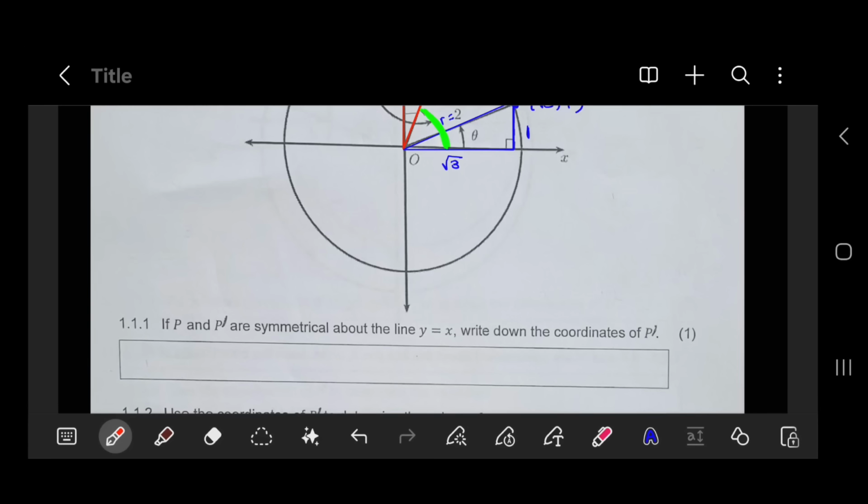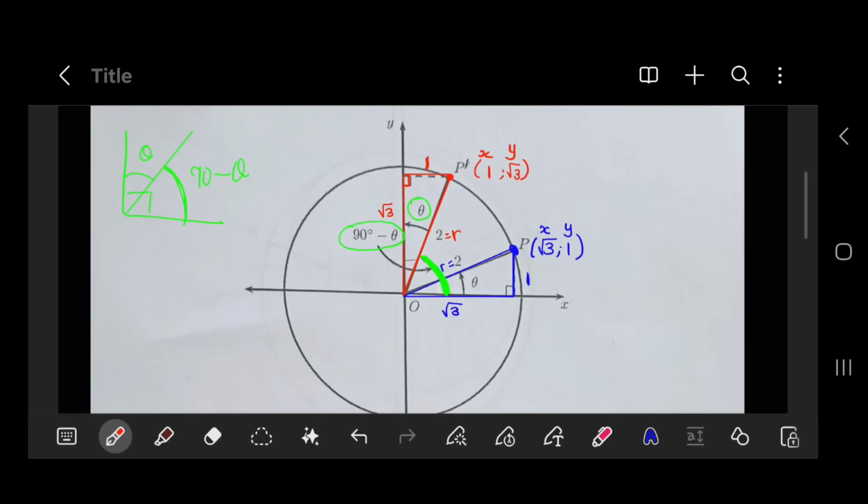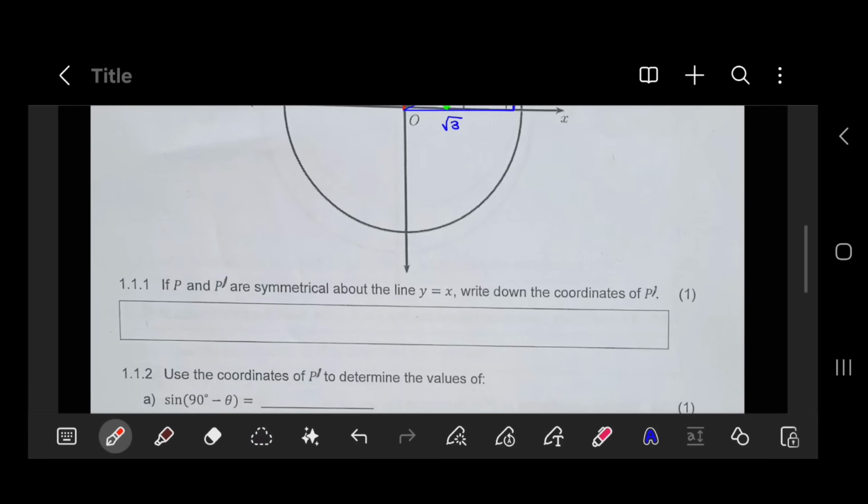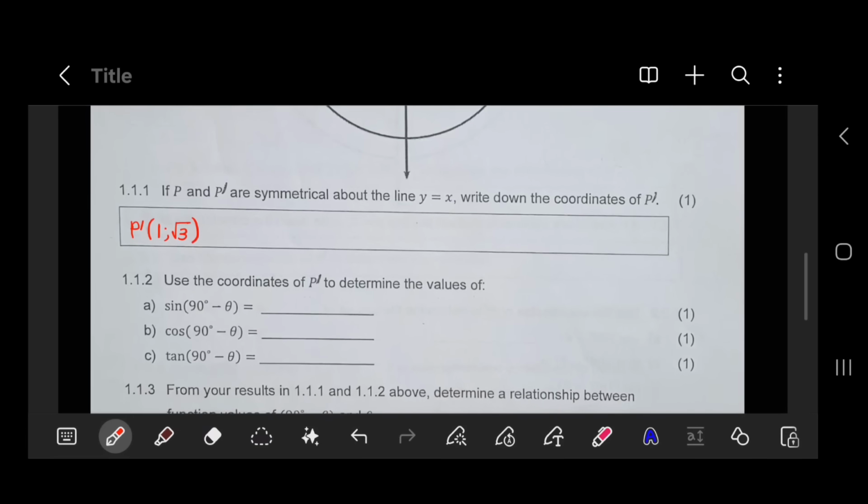1.1.1 says, if P and the image of P are symmetrical about the line y is equal to x, write down the coordinates of the image of P. Now we have already made sense of the diagram. So we noticed that the coordinates for the image of P is 1 and square root 3. Basically, the coordinates of P were swapped around to get the image of P. So let's write down those coordinates. Image of P is (1, square root 3). Let's go on to 1.1.2.